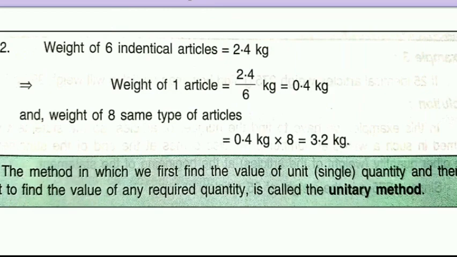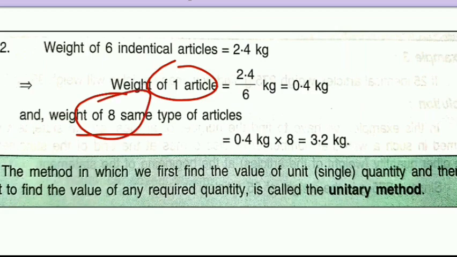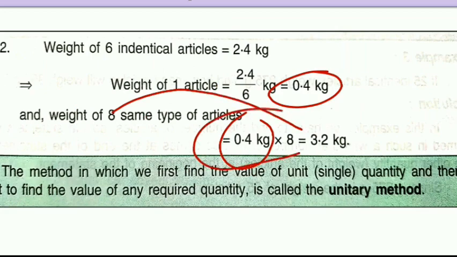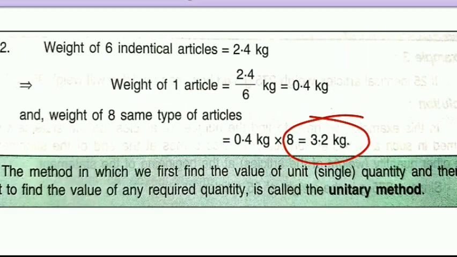Now we can find the weight of many articles. Simply we will multiply. We know that if we know the value of 1, then the value of many we can easily find by multiplying. So the value of 1 is 0.4 kg and we have to find the value of 8. We will multiply by 8. So 0.4 kg into 8 will be 3.2 kg.